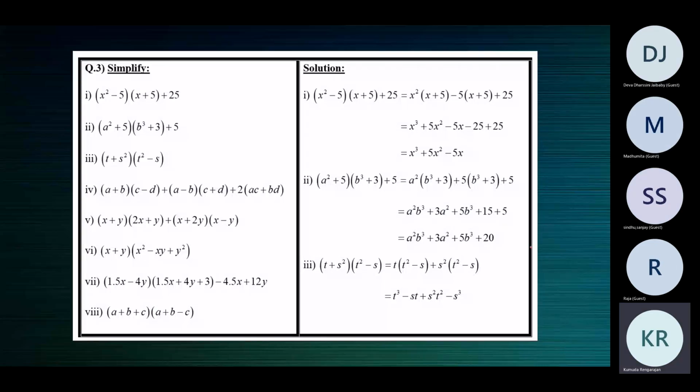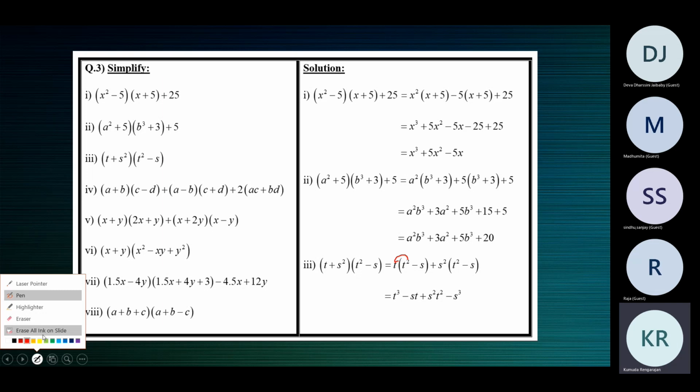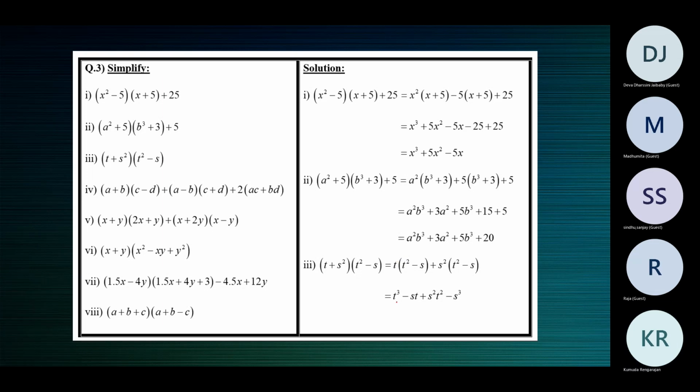Yeah, please check, Sindhu and Sanjay. T into t square is t cubed. No, you please go through the answer and ask your questions.